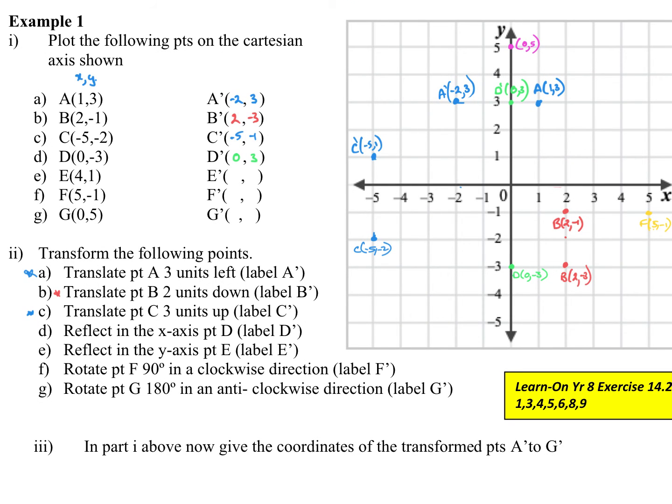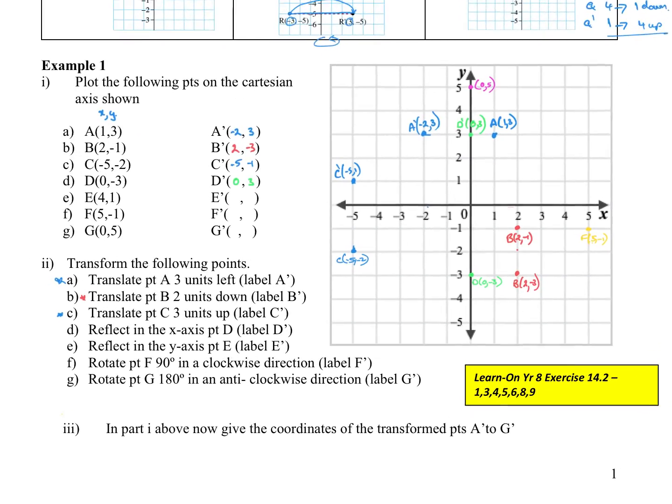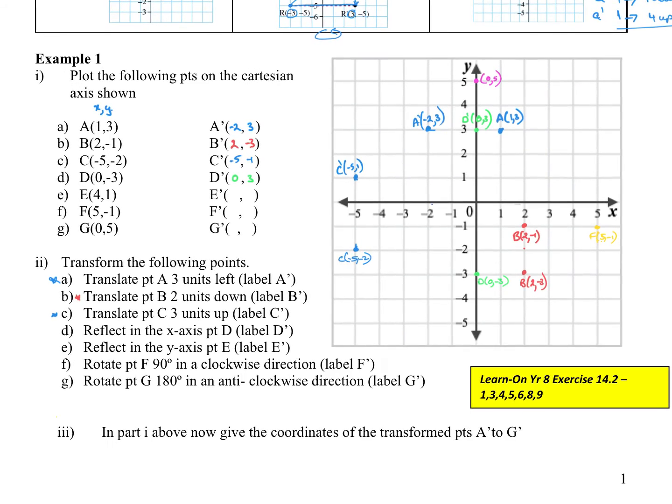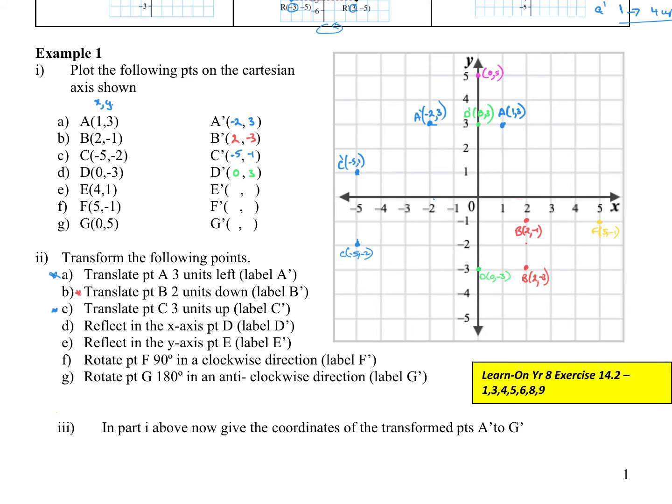Let's go down to F, which is what color? Yellow. Actually, now I've got another reflection here first. E, reflect in the y-axis. What color is E? Where's E, boys? E is the point 4, 1. I missed E. That's okay, let's do it in black. Point E is the point 4, 1, which is 4, 1 there. So there's the point E.